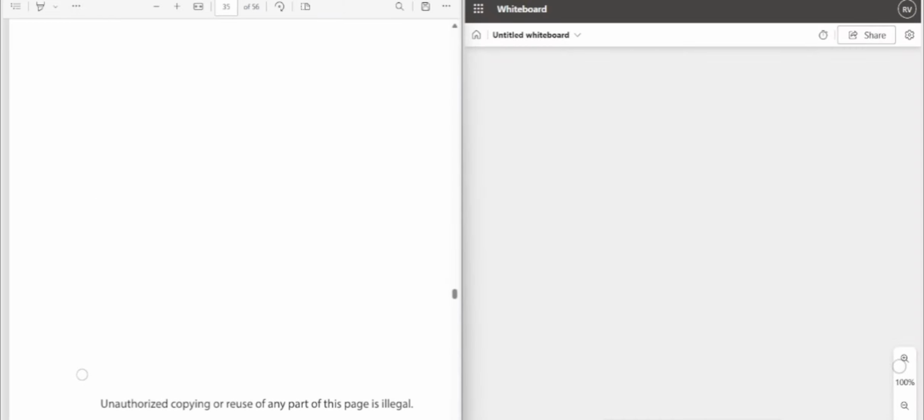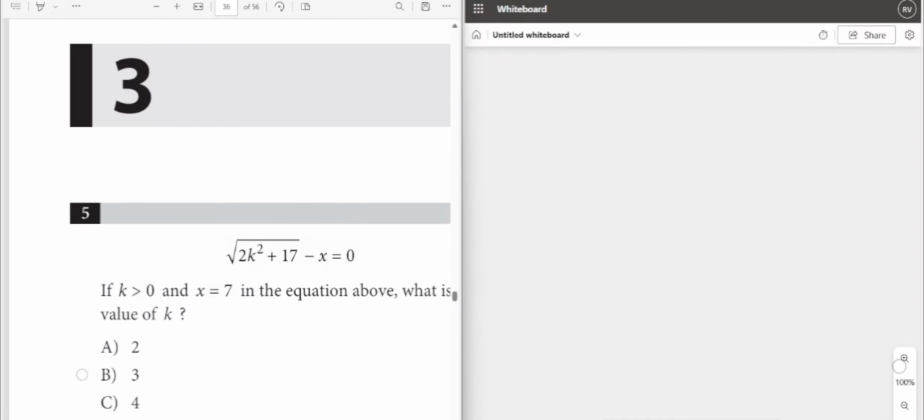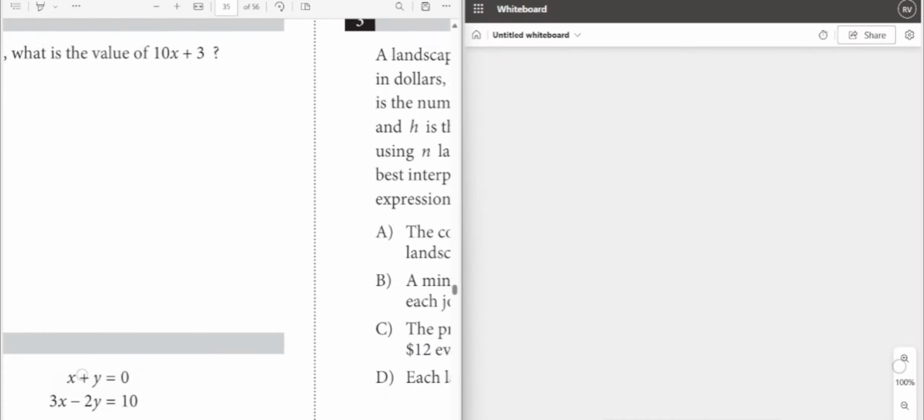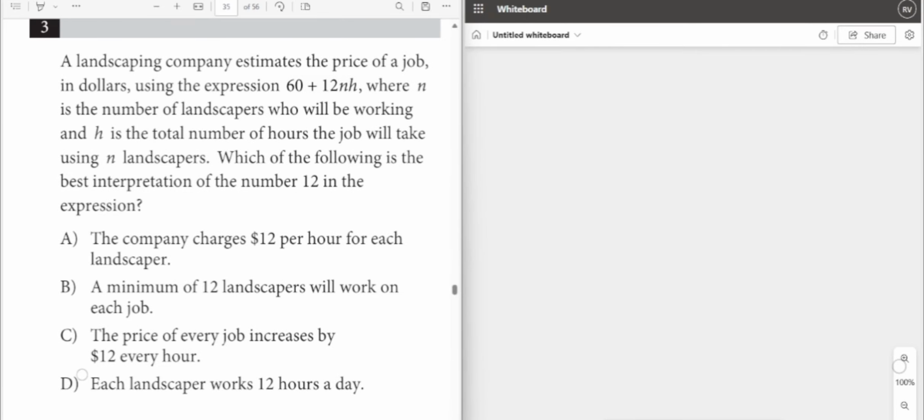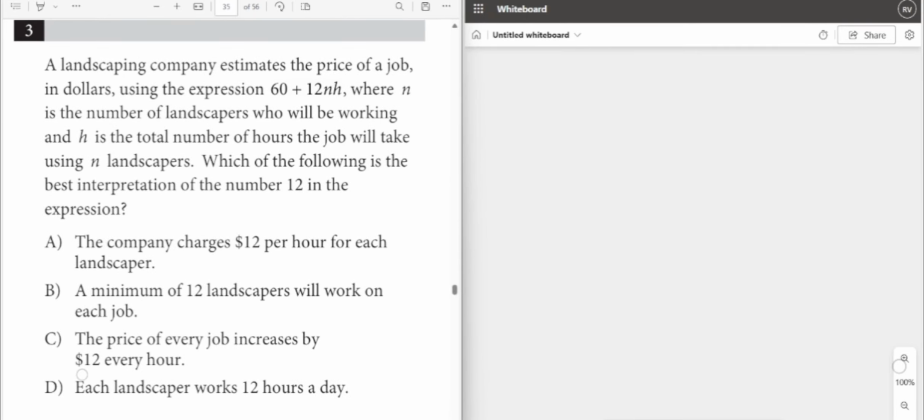So let's go for number 3 now. We're gonna go real quick. This is an interesting one. It's gonna become harder now. A landscaping company estimates the price of a job in dollars using the expression 60 plus 12NH, where N is the number of landscapers who will be working and H is the total number of hours the job will take using N landscapers. Which of the following is the best interpretation of the number 12 in the expression?